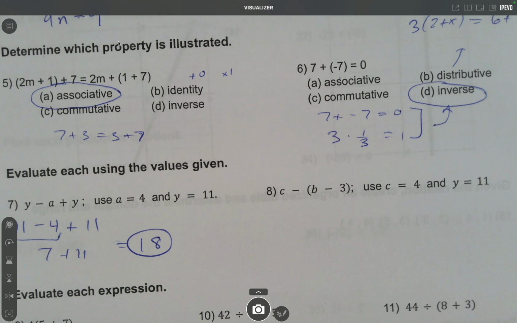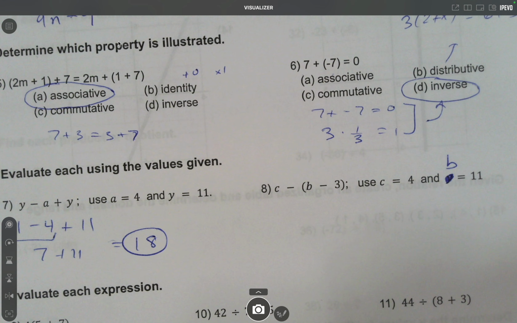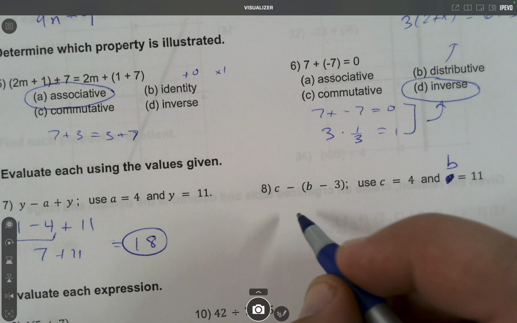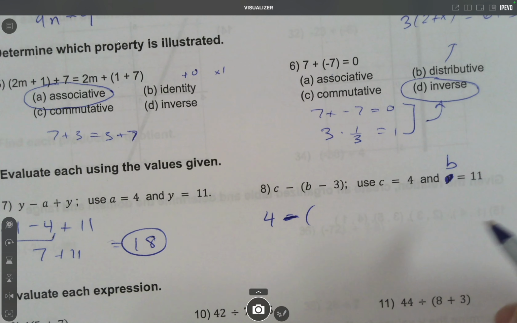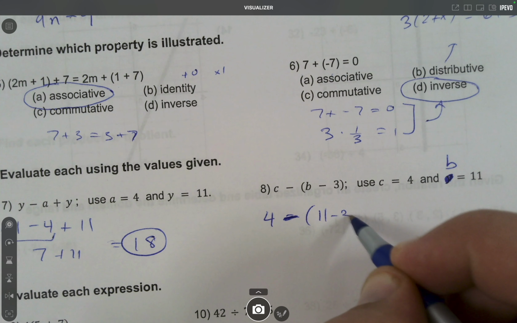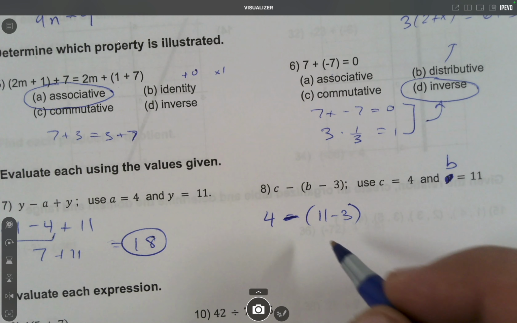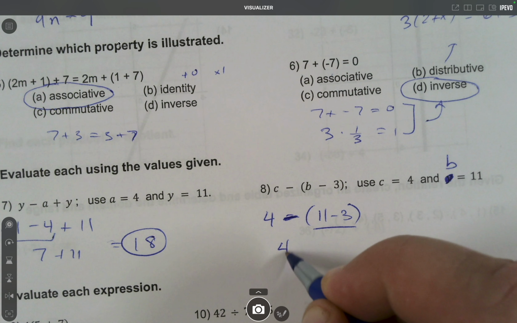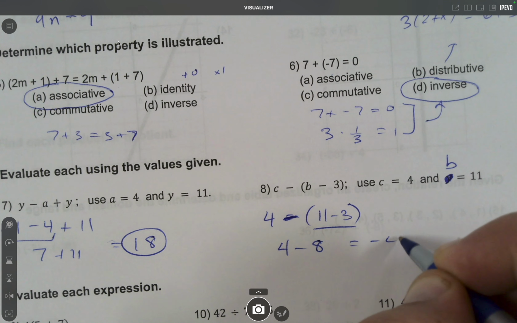Sorry about my typo on number 8. We'll just change this to a B. So C is 4 minus B is 11 minus 3. So remember, the order of operations tells us we have to do what's inside the parentheses first. So I have to do 11 minus 3 first, and that's 8. 4 minus 8 is negative 4.